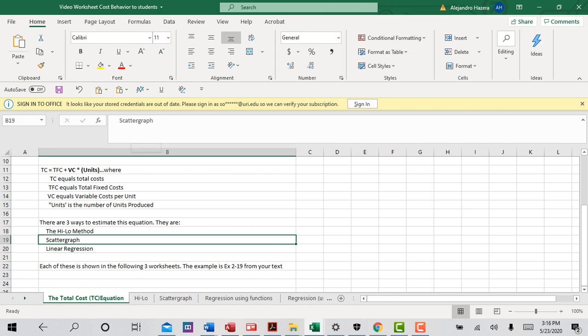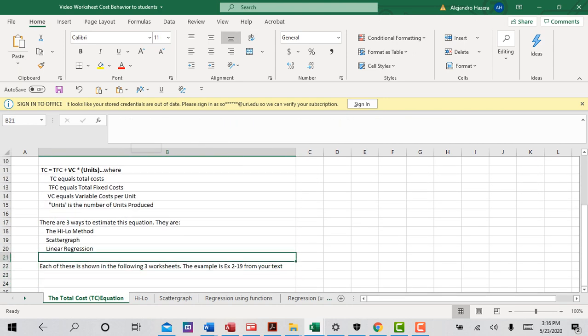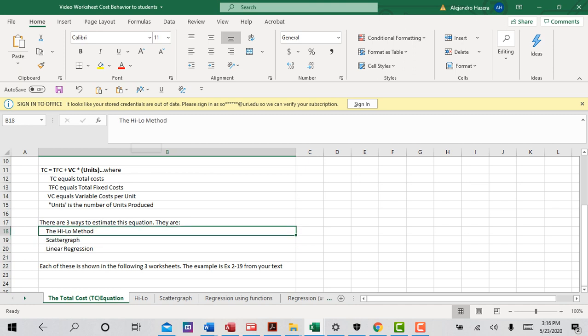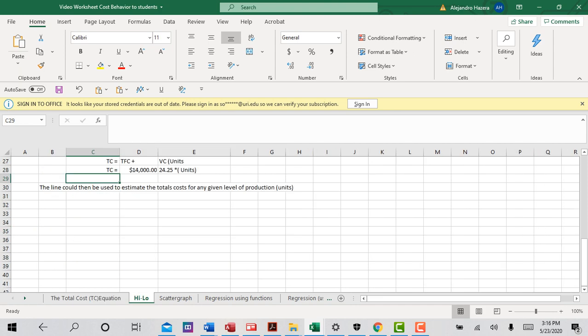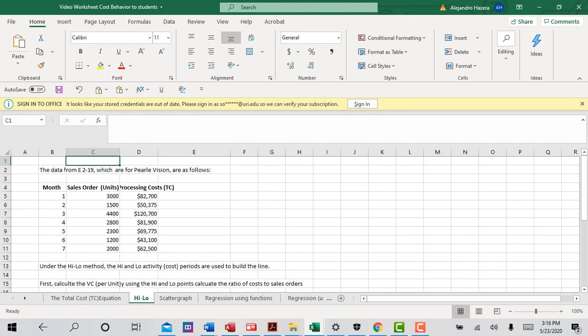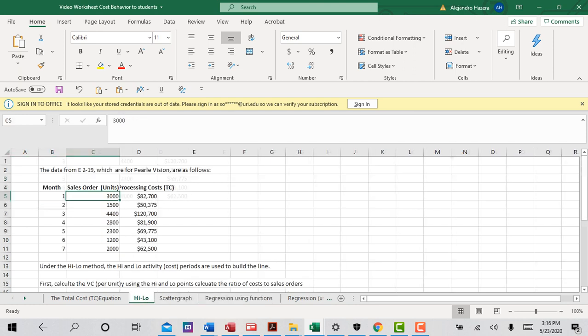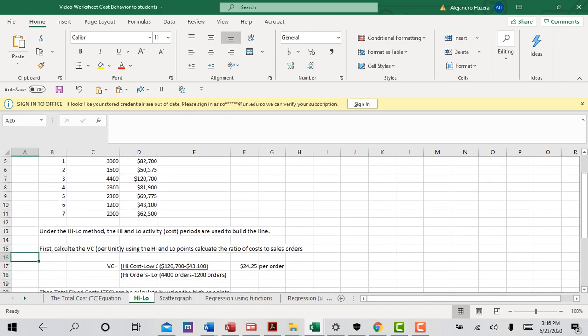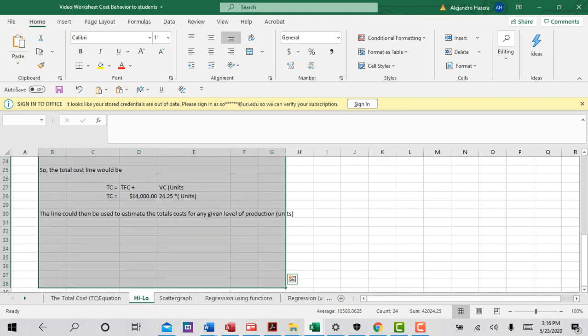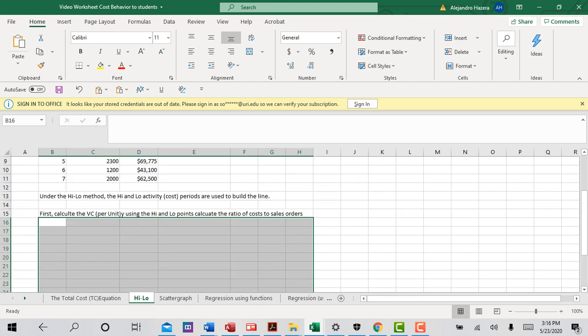Okay, so I sort of introduced the concepts here. What I'm going to do in this video is just the high-low method. And then in the next video, I'm going to finish by doing the scatter graph method and linear regression. Okay, so let's go over here to the high-low method. Let's see what we got here. I'm going to erase a lot of this. I left it in there, and I want you to see how this is done.